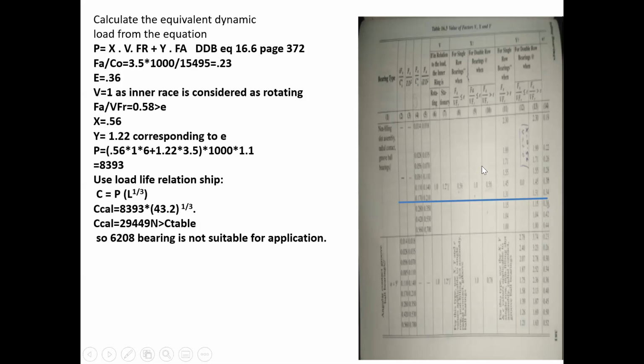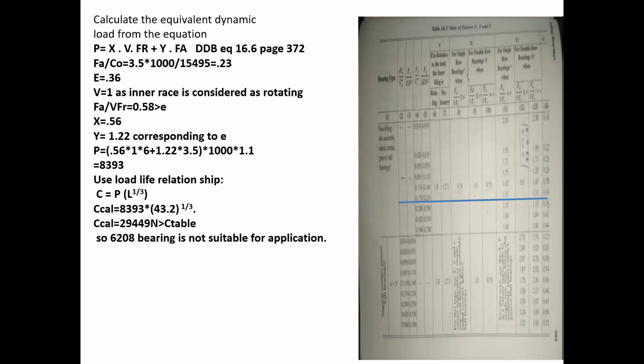Again, we perform the interpolation and find the value of Y is equal to 1.22 corresponding to E. Now we are having V, we are having X, we are having Y. So we are able to find out the equivalent load. And this equivalent load will come out 8,393 Newton. Now we can use the load life relationship.